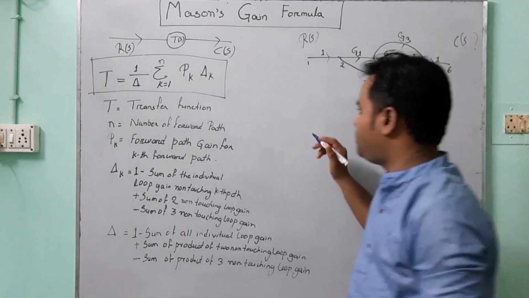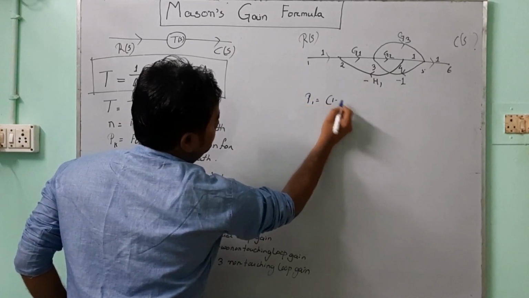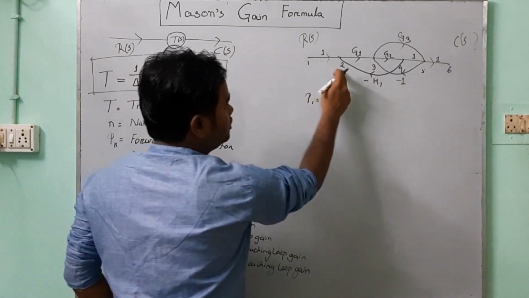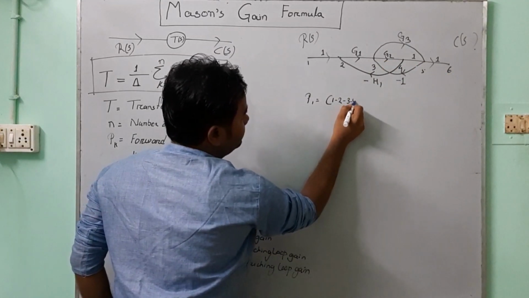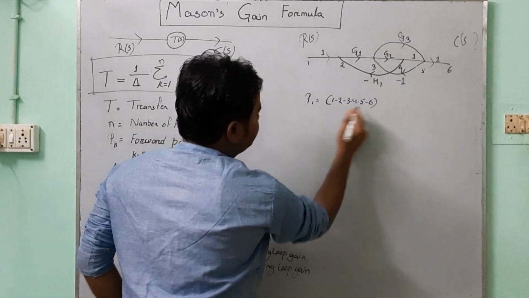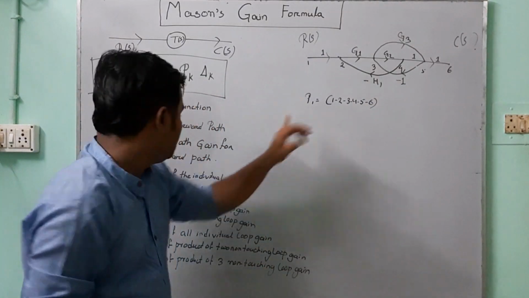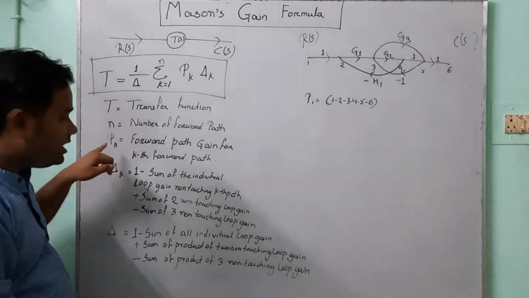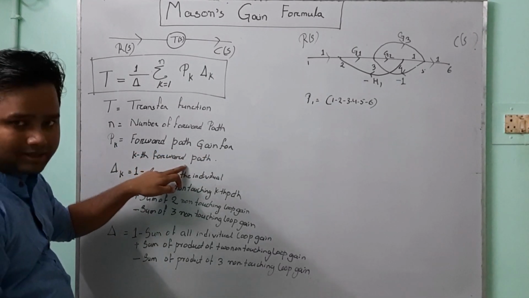So P1 is the path from node 1, 2, 3, 4, 5 and 6. This is the first forward path. Here, what is P_K? P_K is the forward path gain for the Kth forward path.